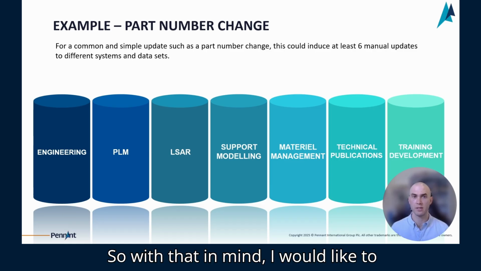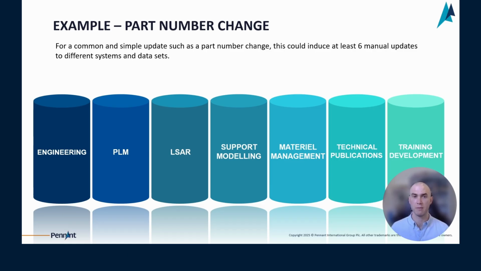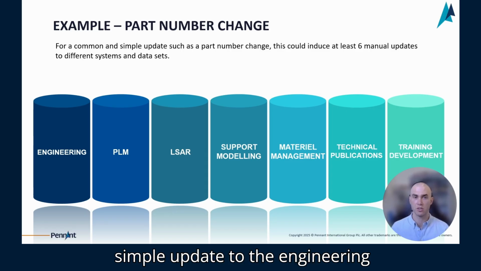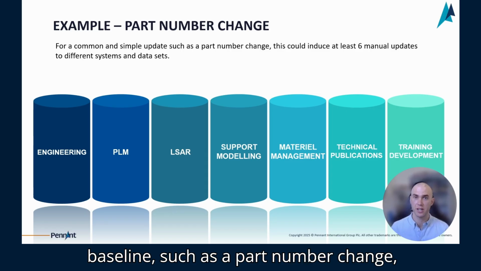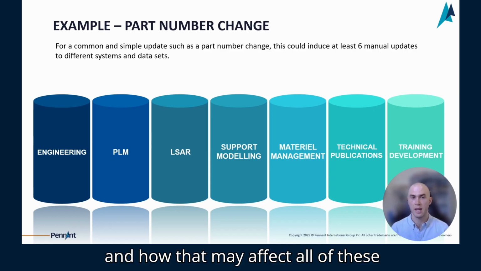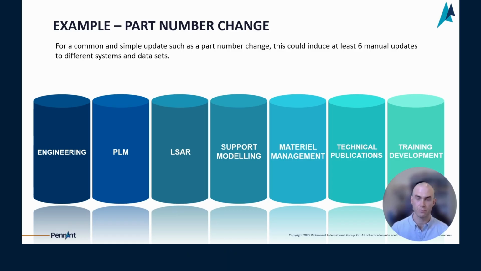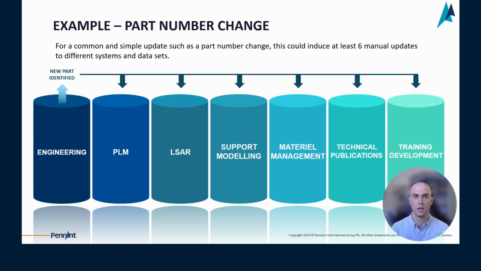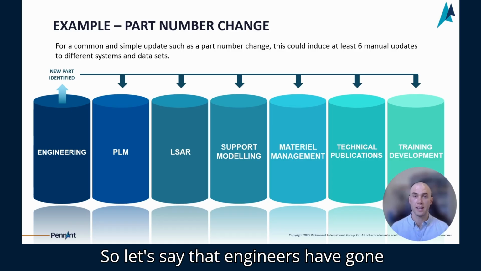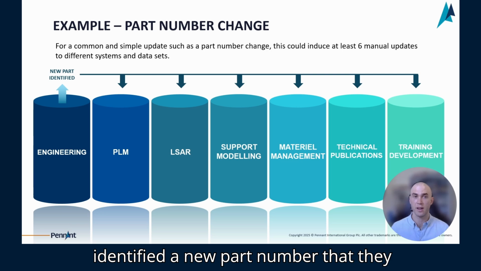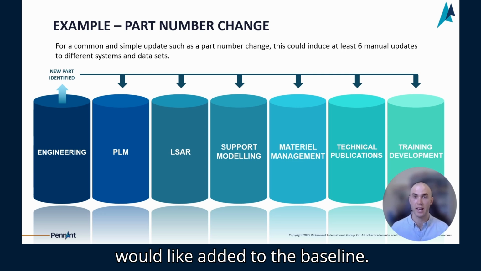So with that in mind, I would like to run through an example of a common and simple update to the engineering baseline, such as a part number change, and how that may affect all of these different tools within the IPS process. So let's say that engineers have gone through an engineering analysis and identified a new part number that they would like added to the baseline.